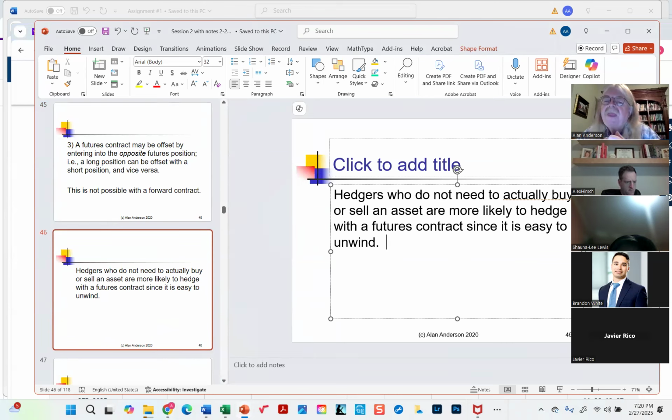whatever the case may be. If you don't really mean to take the contract to the currency, let's say, you're probably better off using a futures contract, because there's never any obligation to buy or sell, because you can unwind your position. Okay. So that is one of the deciding factors when you decide whether to hedge with a forward or a futures contract. Do you really need to buy or sell this asset?